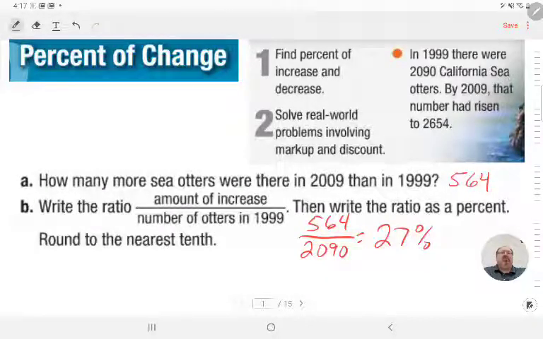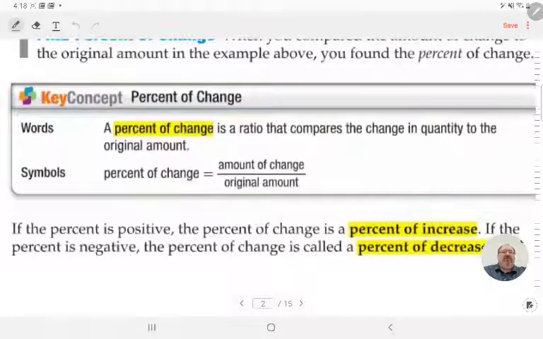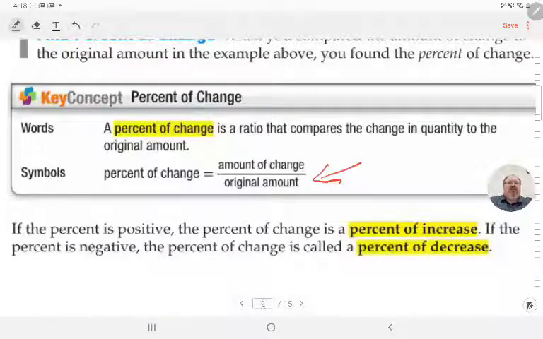And that's what we're going to be talking about today, is how to find that percent of change. So percent of change is a ratio that compares the change in quantity to the original amount. And so we're going to be working with this equation. If the percent is positive, the percent of change is a percent of increase. If the percent is negative, the percent of change is called a percent of decrease.